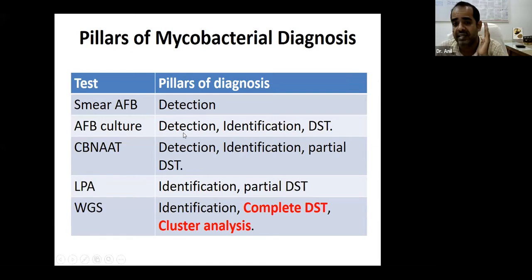AFB culture: detection, identification, and DST, but it takes a long time. DST takes another 3 to 4 weeks. CBNAAT is an excellent method for detection and identification also, but it won't differentiate between the Mycobacterium tuberculosis complex members.